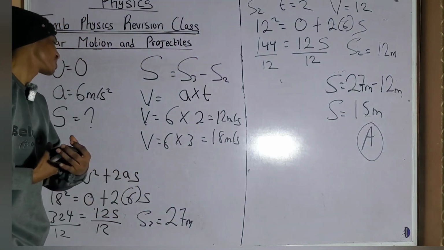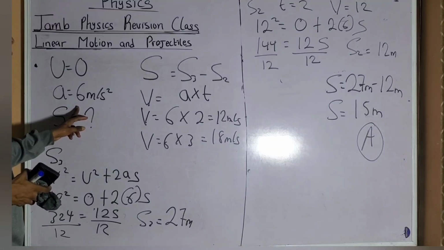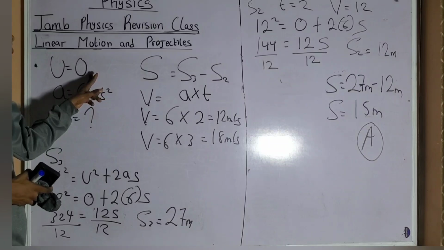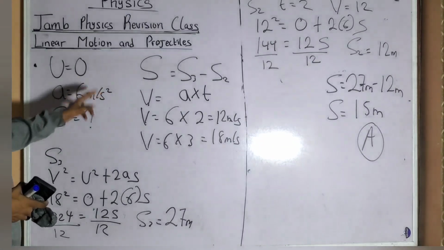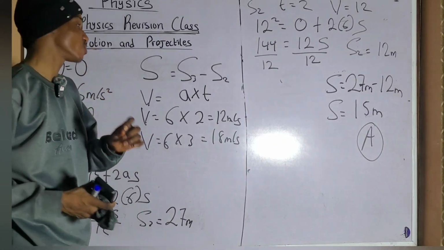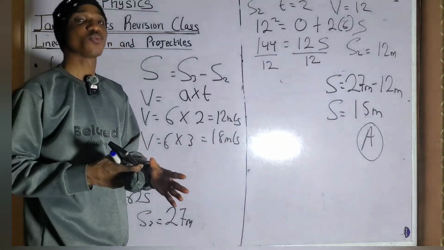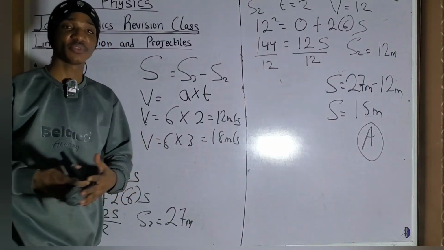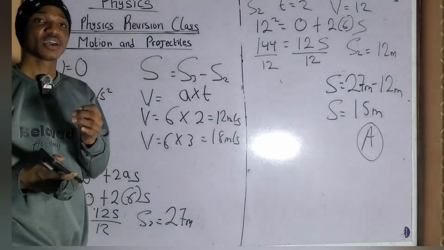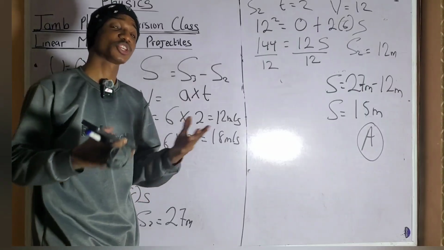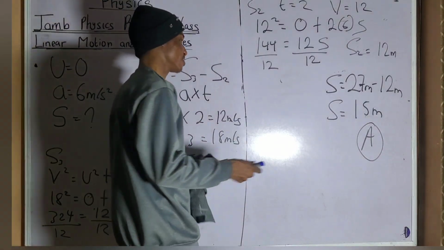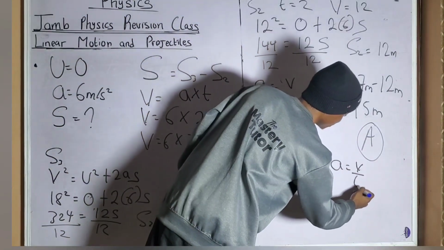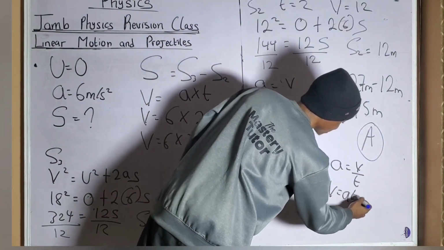You see, I am given the acceleration. I'm looking for the distance in the 3rd second. Because the body starts from rest, the initial velocity will be 0. Do you understand? The distance that the body covered in the 3rd second will be the difference between the distance when the time is 3 seconds and when the time is 2 seconds. Because I'm not given the velocity, I have to calculate it. I know that acceleration is change in velocity over time, so a equals v over t. That means v will be equal to a times t, right?